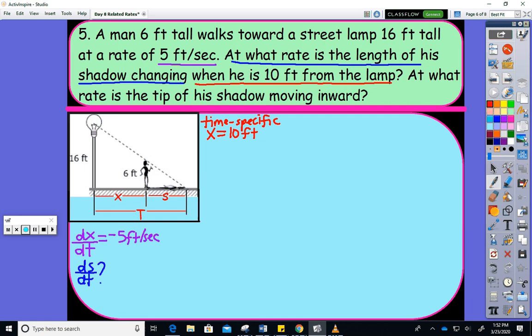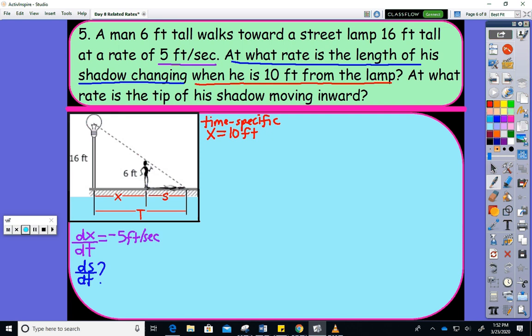I'm not going to deal with the second question. That's like a part B. So right now I'm on part A. I need some sort of an equation where I have x's and s's, but if you look at my picture, I do not want capital T. Capital T's in the picture, but I don't want it in this equation because I just want dx/dt and ds/dt. I don't want any dT/dt's in the picture.